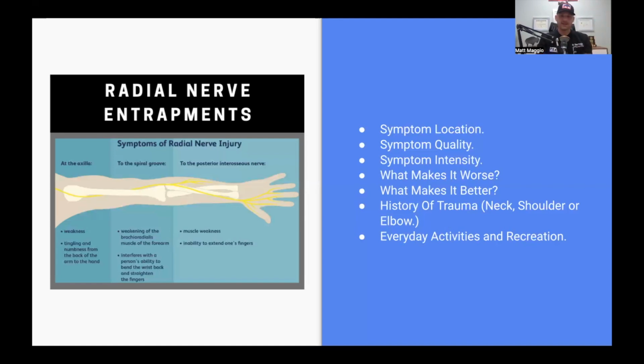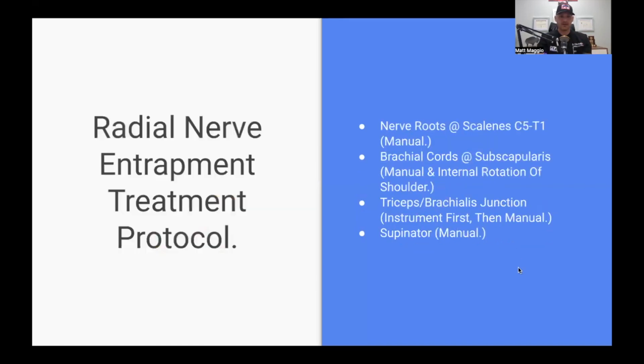Then also, like I said, I'm looking at their everyday activities and recreation. What are they doing? What type of environment are they living in? Are they overusing this area? All this information really gives me a better idea of the radial nerve component. But a key one there, what I talked about, is definitely that quality: that numbness, that aching, that burning, and that tension.